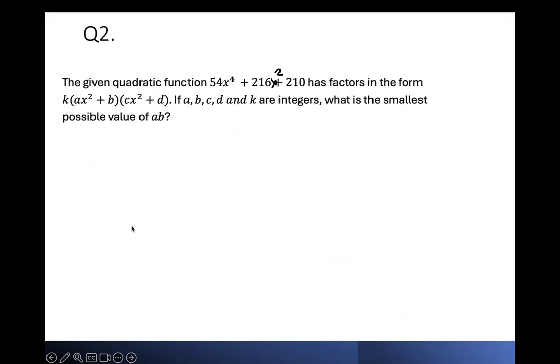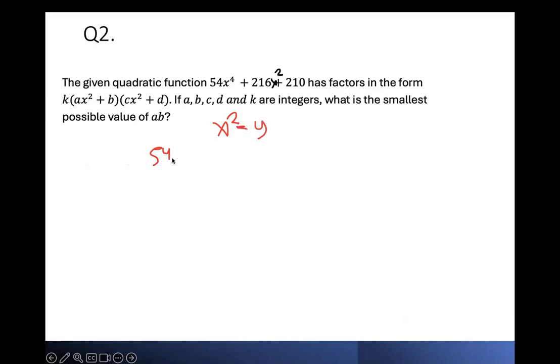The given quadratic function has factors in the form of (as² + bx)(cs² + d), where a, b, c, d, and k are all integers. What is the smallest possible value of ab? When you see this question, you usually deal with s². Now they give you s to the power 4. Just replace them so that you can handle them. s² as what? y.